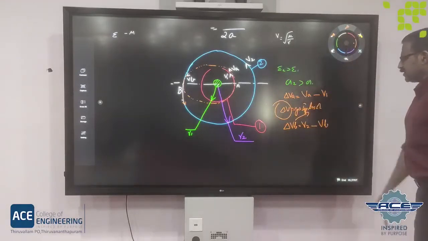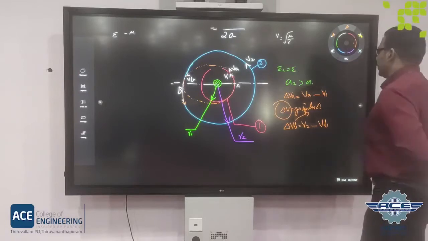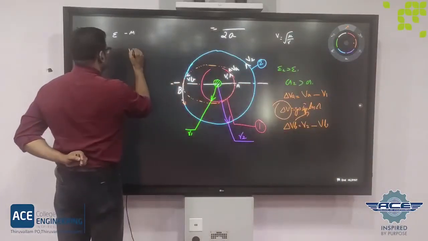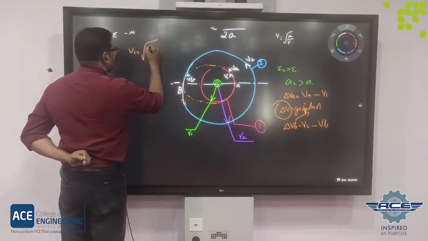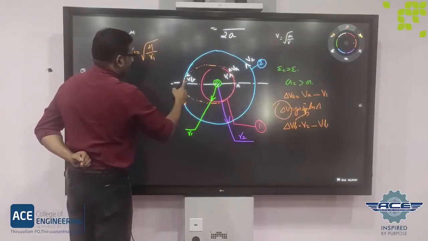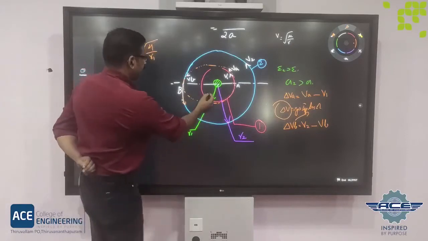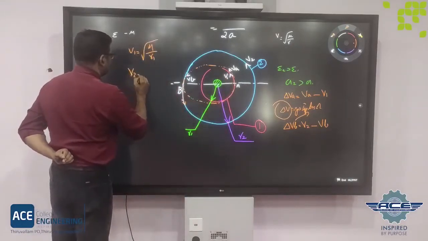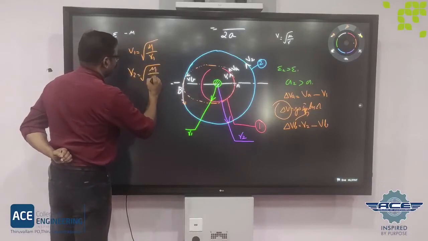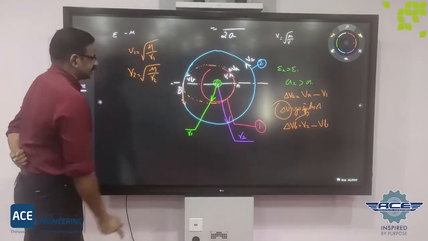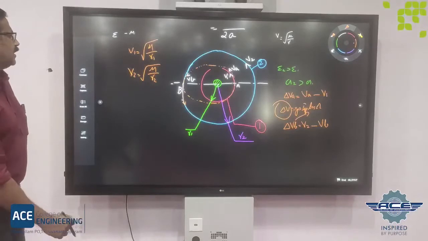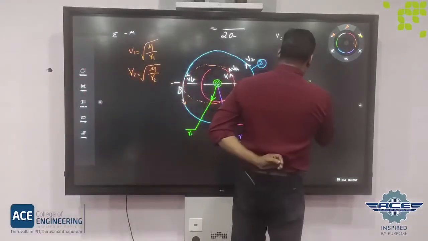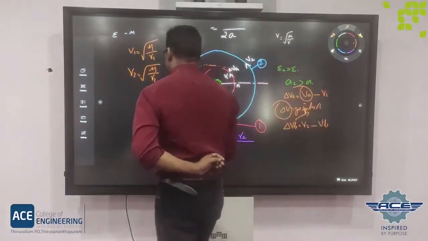And some other parameters also we have to calculate. What is V1? V1 we can calculate from this equation, V1 is equal to square root of mu by R1, and R1 is the radius of the first orbit, and V2 is equal to square root of mu by R2, where R2 is the radius of the second orbit. From these equations we can calculate V1 and V2. Remaining other terms are the VA. Again we have to calculate what is VA.